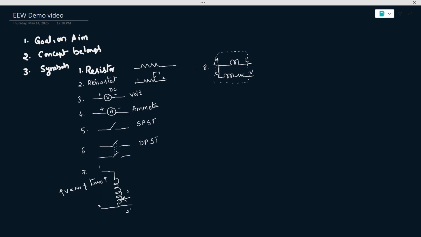Now what happened finally? There are 3 terminals now, M, L and V. So MC is shorted. So this wattmeter we use for power measurement. These are the different elements which are there in very, very basic electrical engineering workshops.